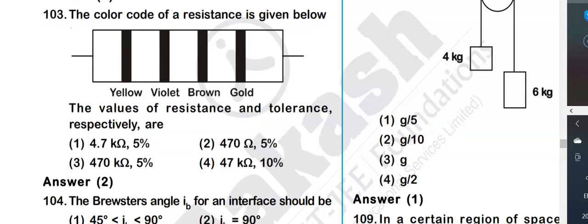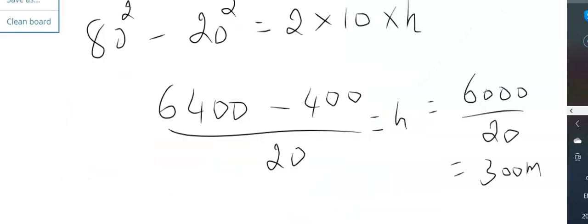The color code of a resistance is given below: yellow, violet, brown and gold. The value of the resistance and tolerance is being asked. So for this, you should remember this sentence.